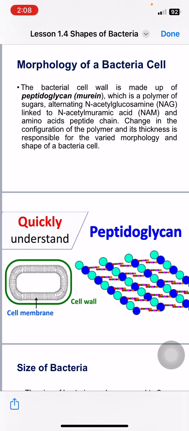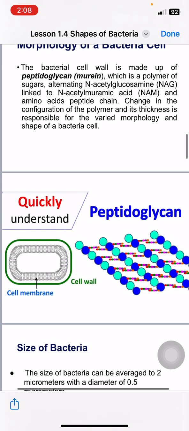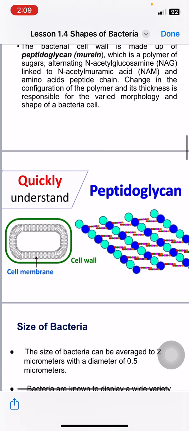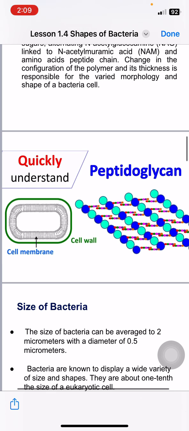As I've said, peptidoglycan is made up of what? Our cell wall is made up of peptidoglycan or murein, which is a polymer of sugars or long chain sugars that consists of what? Peptide chain called N-acetylglucosamine and N-acetylmuramic acid. That's why it is not only sugars, but it can also be defined into the building blocks of protein, which is the amino acid. So it's very responsible for the varied morphology and the shape of the bacteria.